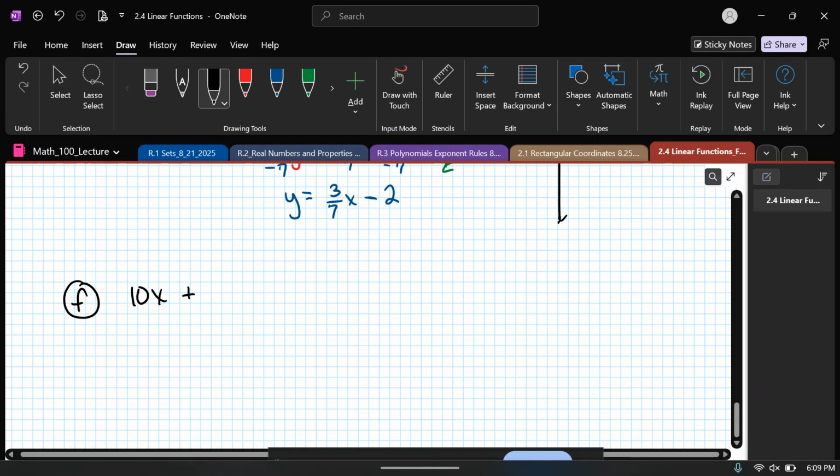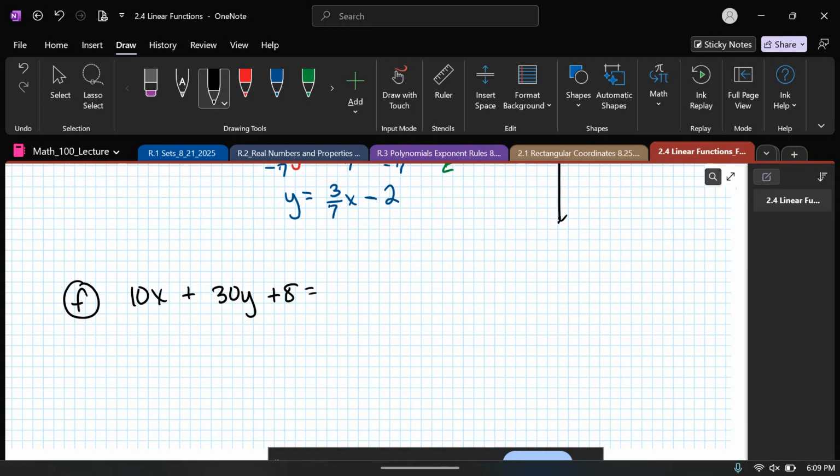All right, so 10x plus 30y plus 8 equals 8. So before I start graphing it, what do I need to do? Subtract 8. And work toward getting what? Y on one side. So I'm just going to move that 8. That's a good idea. Subtract 8. What happens over there? I got a 0 now. I don't know if that's fortunate or unfortunate. We'll find out.